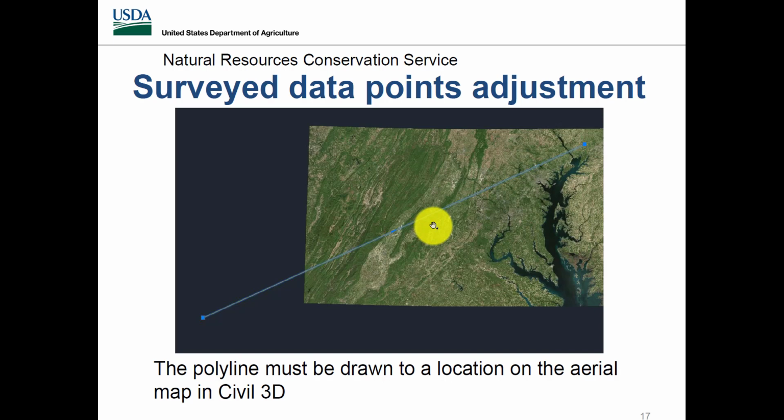The polyline must be drawn to a location on the aerial map in Civil 3D, so that's what we're talking about. We have that building corner that we shot, and then the building corner on the aerial map. Sometimes it is a little hard to decipher the map, because it's going to be so far away from where you're surveying. But just keep in mind that 5,000, 10,000 is going to be on the bottom left-hand corner of that map in our templates. So it should give you some idea of where your location is compared to where the map is.